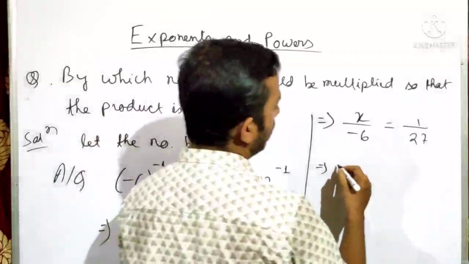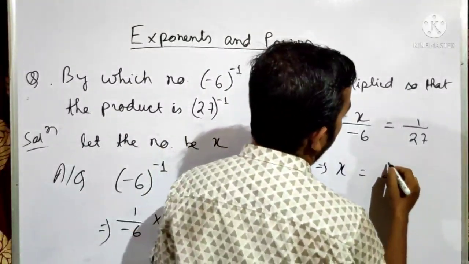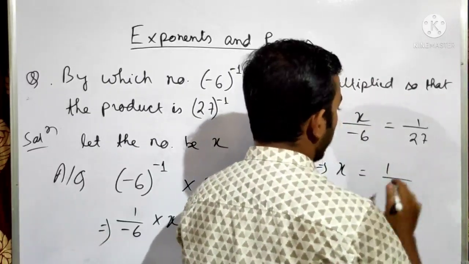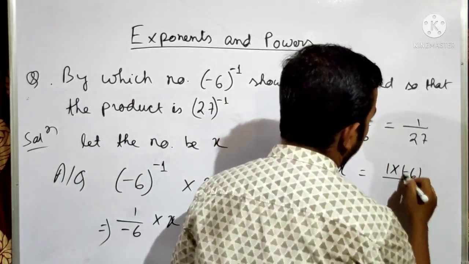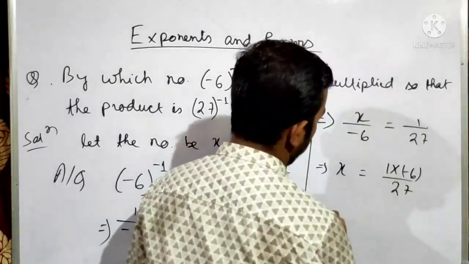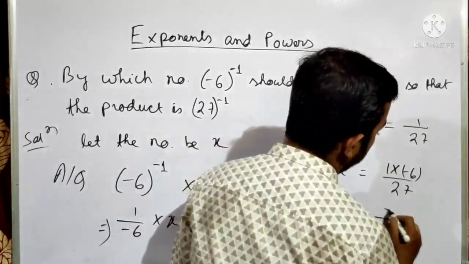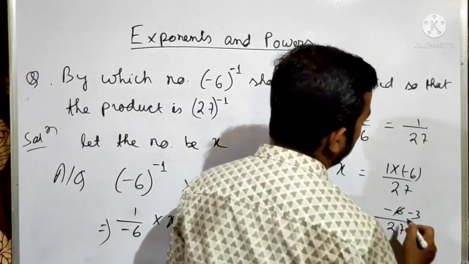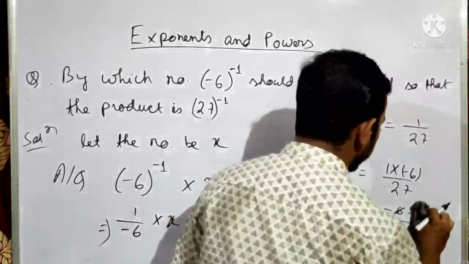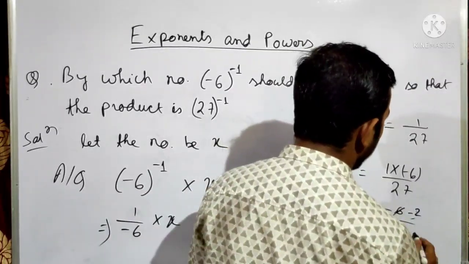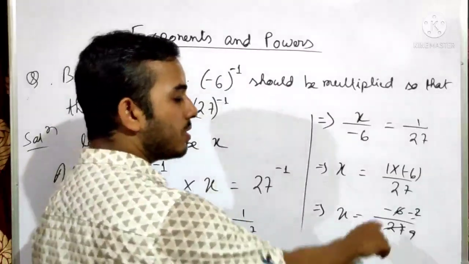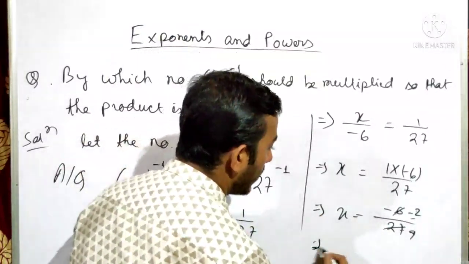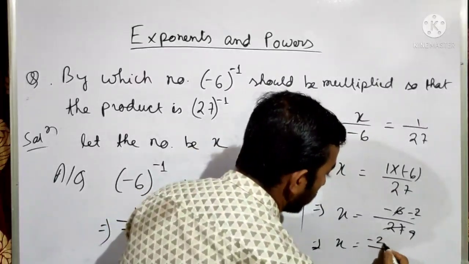Okay. So x equals 1 into -6 by 27. Now look, x equals -6 by 27. Now we can cancel with 3, isn't it? 3 into -2 by 3 into 9. 3 into -2 is -6, isn't it? And 3 into 9 is 27. So now we can write x equals -2 by 9.